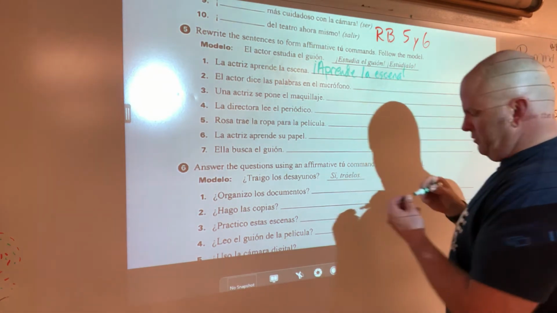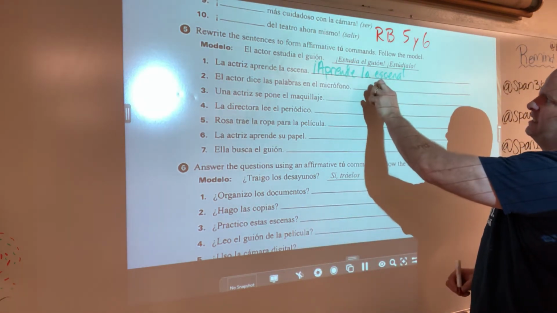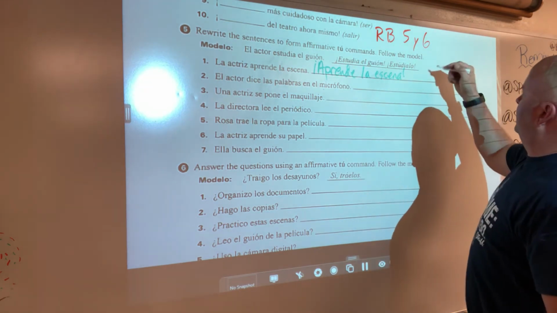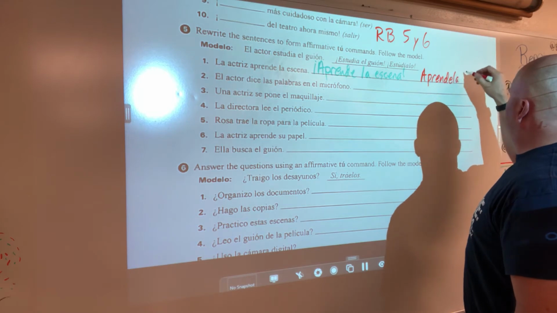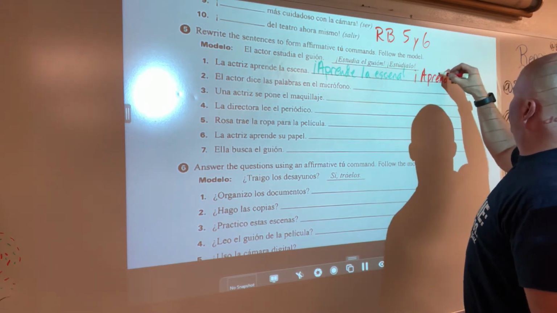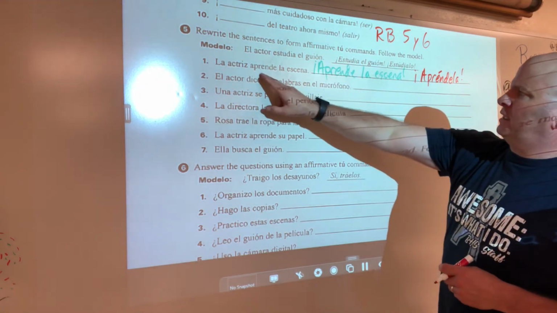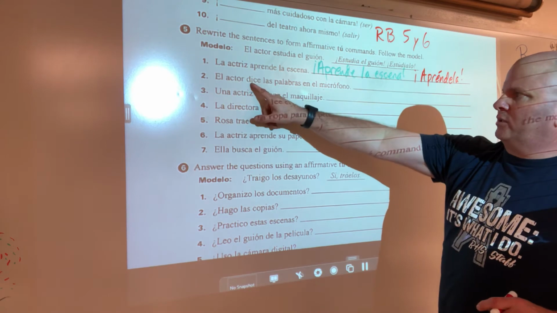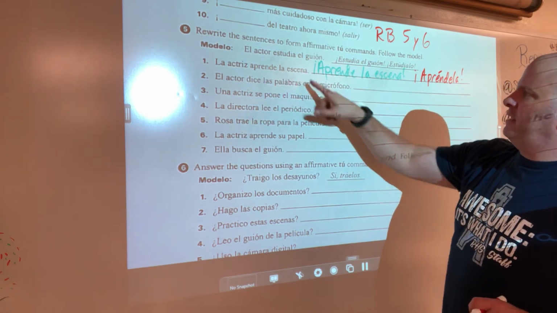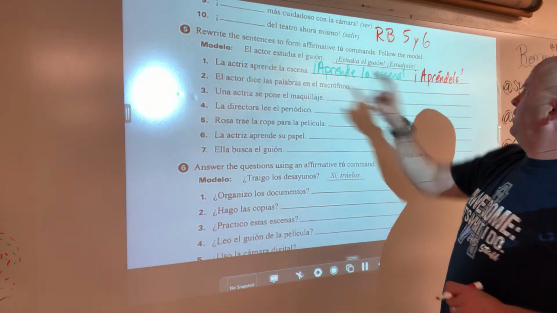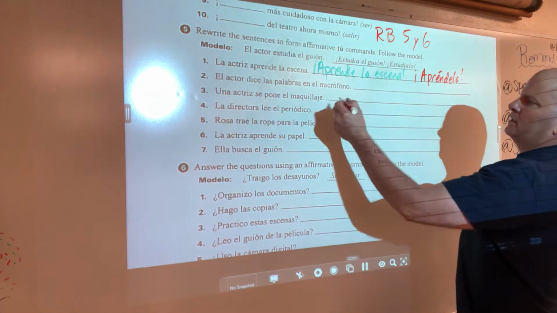Wow, I didn't realize that was going to be so squeaky. Okay, so now we're going to change la escena to la, and we're going to attach it. So we're going to say aprendela. And then we got to add our accent as well. So first one is, unless it's irregular, like this one's irregular, we'll do this one too. But you just use the same verb and then the object. And then in the second one, you're going to make the object into a pronoun and then attach them. So aprendela.